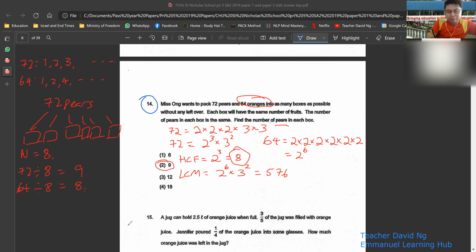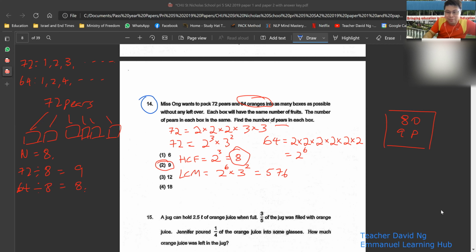So there are 8 oranges in the box, and 9 pairs in each box. So altogether, there are 17 fruits. Make sense? Yes. This question okay? Yes.